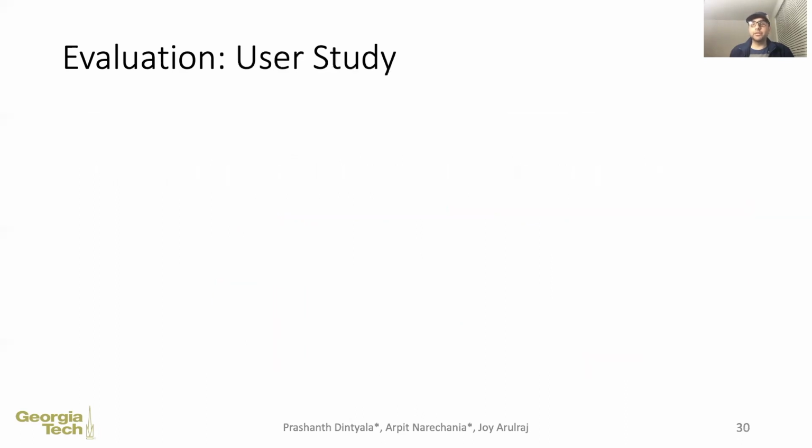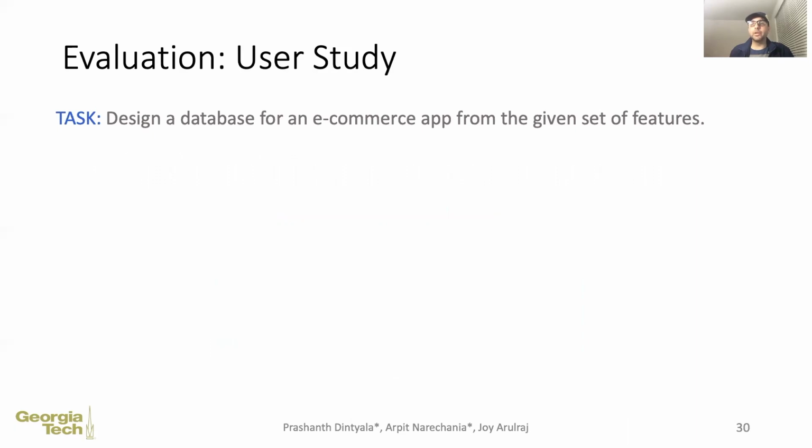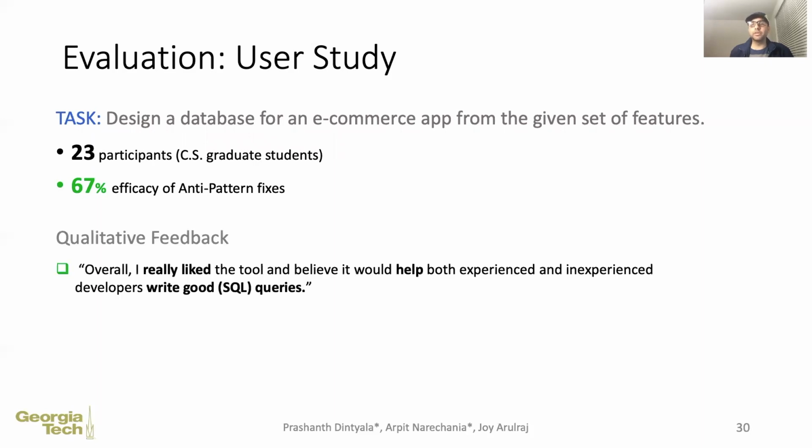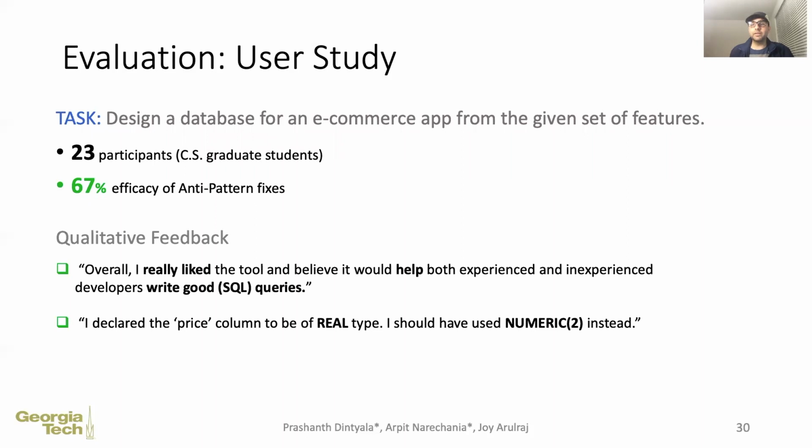We conducted a user study where we tasked participants to develop an e-commerce application from a given set of requirements. 23 participants who were graduate students studying computer science reported an overall efficacy of 67% for SQL Check's anti-pattern fixes. The overall feedback was positive and encouraging. One participant accepted that they should have used numeric instead of real as the data type. Another participant rejected the column wildcard usage anti-pattern as they really wanted all columns, even questioning the existence of select star.